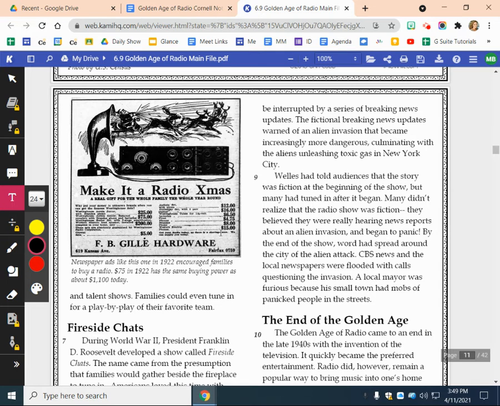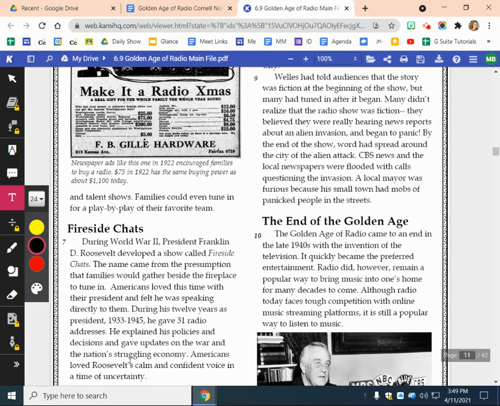So that's just an interesting side story about the radio and the impact it can have on people, in this case, kind of a negative impact because they didn't all get the message that the whole thing was fiction. They thought it was real.